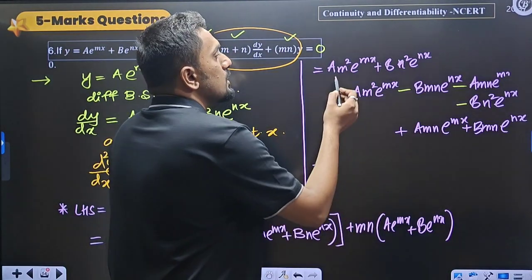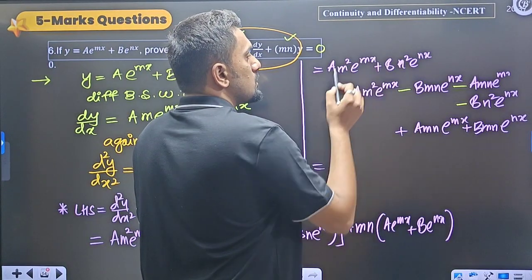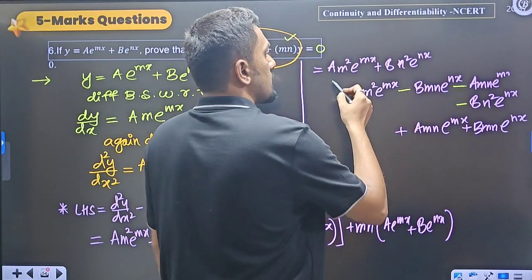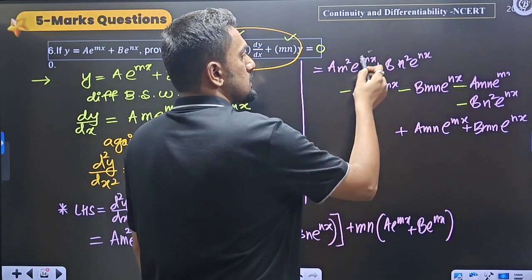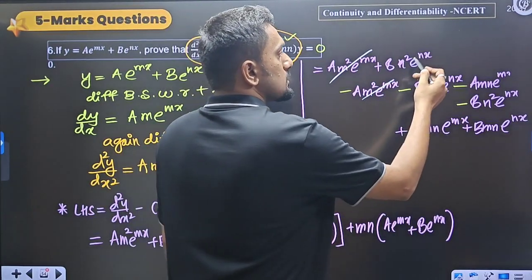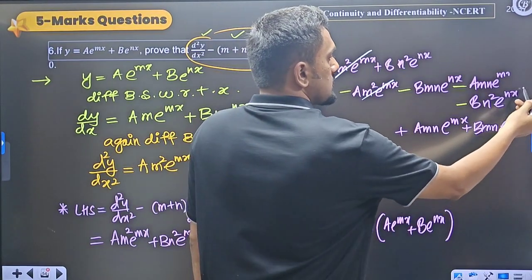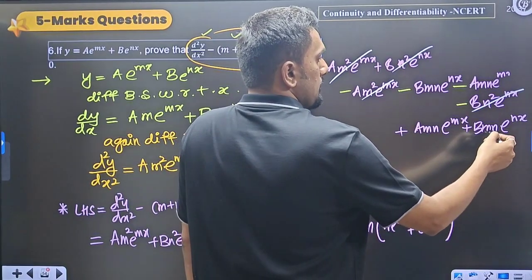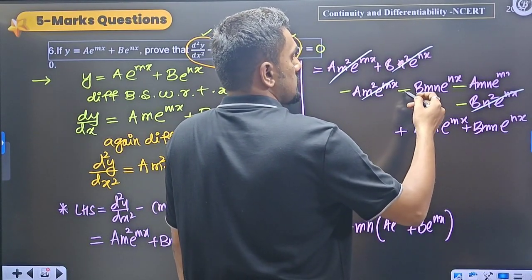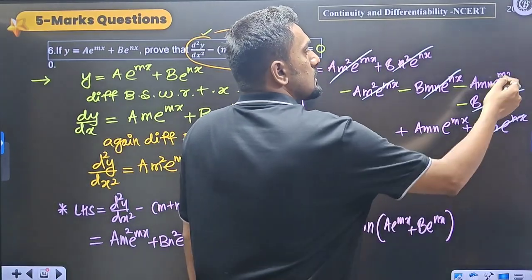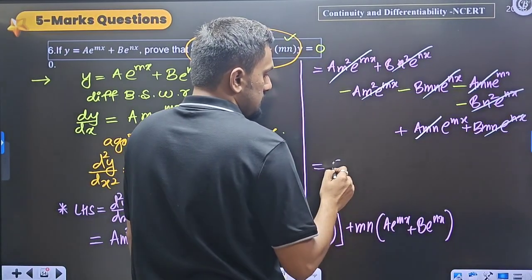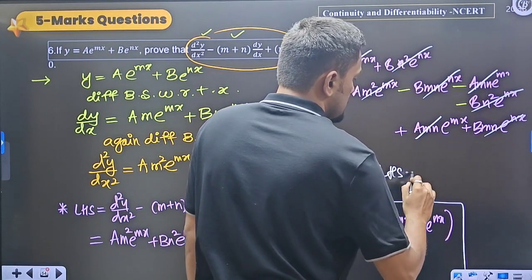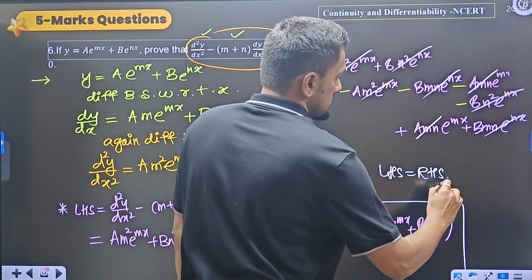Okay, where is a m square e raised to the power mx here? That one must have a negative sign, so it cancels. a m square e raised to the power mx, this and this get cancelled. b n square e raised to the power nx minus b n square e raised to the power nx gets cancelled. b mn e raised to the power nx plus b mn e raised to the power mx, here there is minus, here there is plus, so it cancels. These two cancel. So the answer is 0. Thus we have proved LHS is equal to RHS.